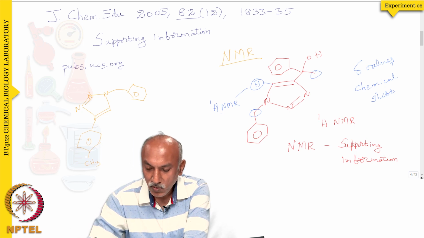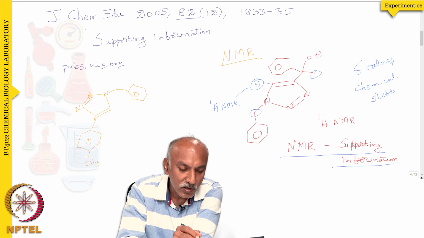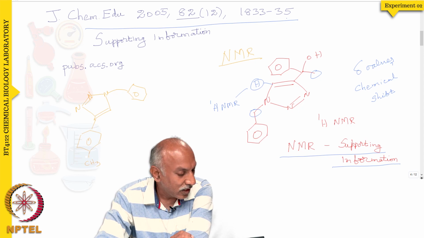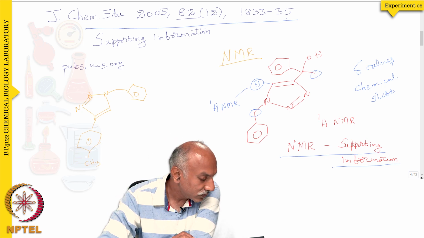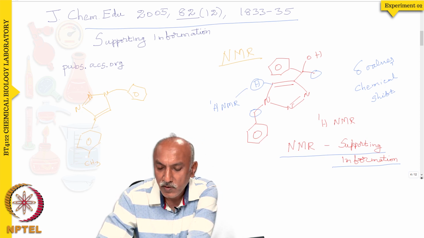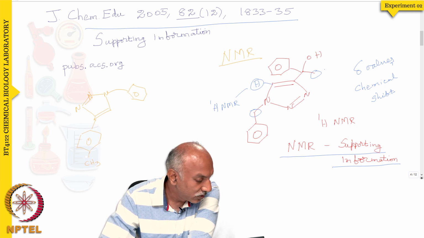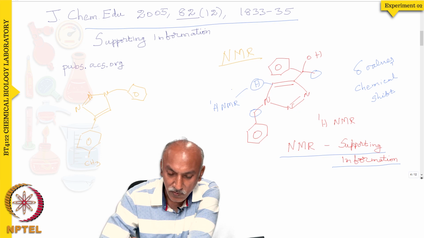For this information, you can look at the supporting information of this article, and let us see whether you are able to achieve it or not. I will give a clue. For example, this CH3 may come around, let us say, 2 or 3, and this CH2 will come as a singlet.